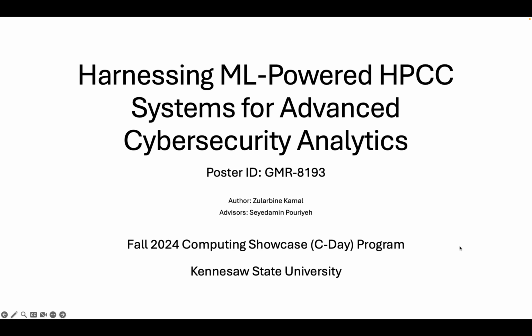Hello everyone. Harnessing ML-powered HPCC system for advanced cybersecurity analytics. Poster ID GMR 8193. Fall 2024 Computing Showcase C-Day Program. Kennesaw State University.